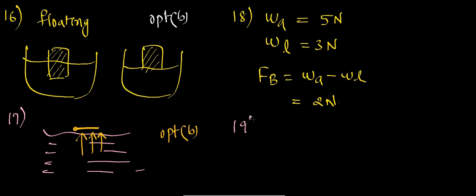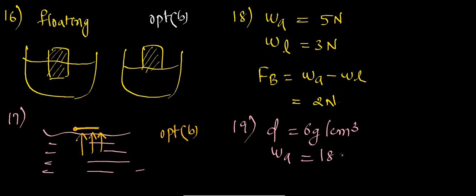Now go through the 19th question. An object of density 6 gram per centimeter cube weighs 18 gram in air. Its weight in water will be? Weighs 18 grams in air, that means WA value is 18 grams. Its weight in water will be? So what will be its weight in water?